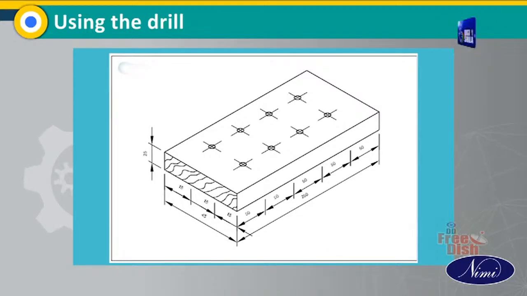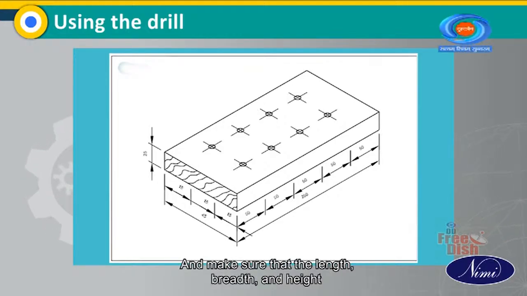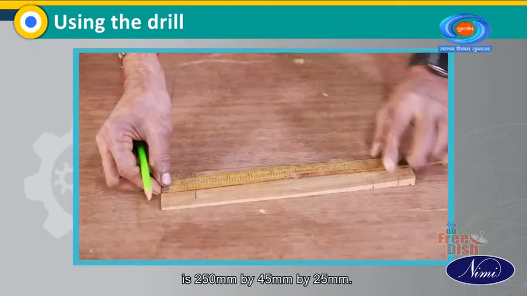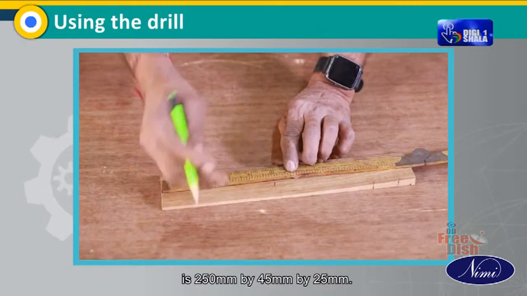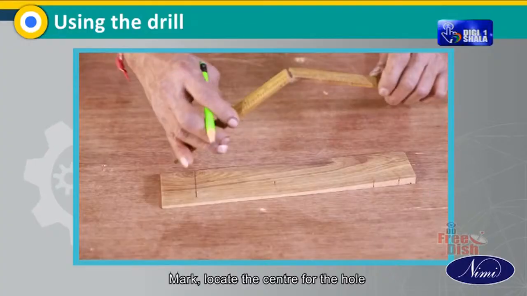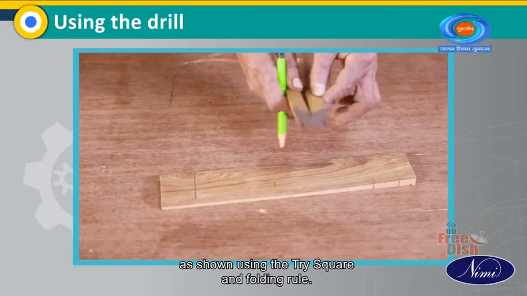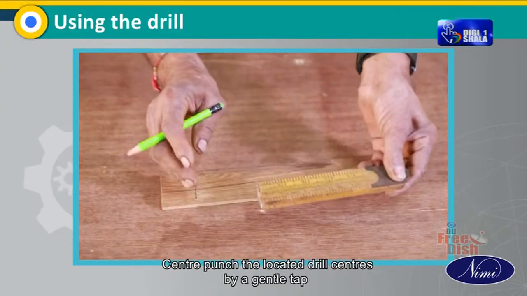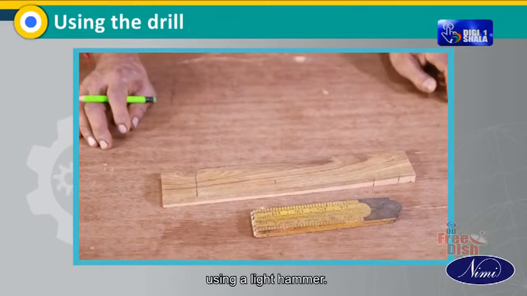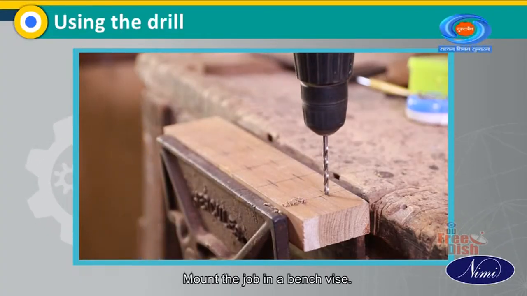Using the drill. Check the size of the wooden piece using the folding rule and make sure that the length, breadth and height is 250 mm by 45 mm by 25 mm. Mark and locate the center for the hole as shown using the tri-square and folding rule. Center punch the located drill centers by a gentle tap using a light hammer. Mount the job in a bench vice.